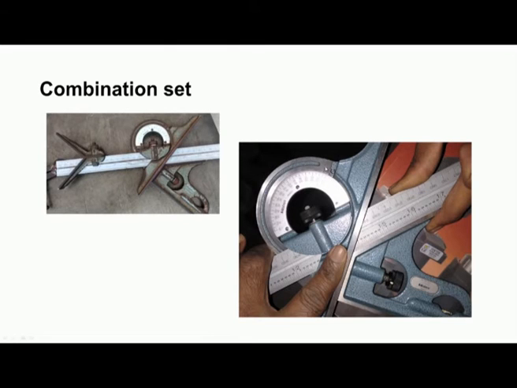So, this 0 is a reference. With respect to this, we have to see what angle is indicated or shown by the protractor, that indicates the inclination. In this particular case, it is showing 45 degree. That means the angle between this particular surface and this particular surface is 45 degrees.